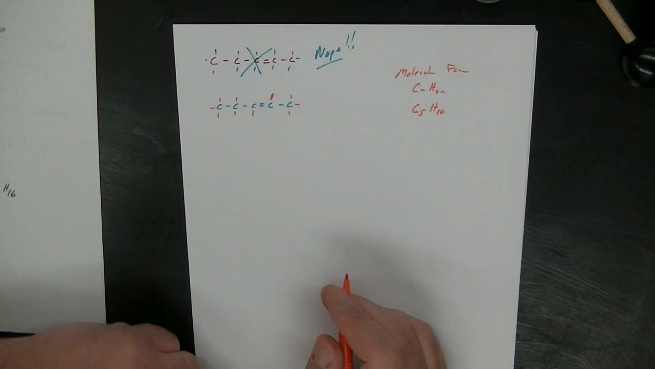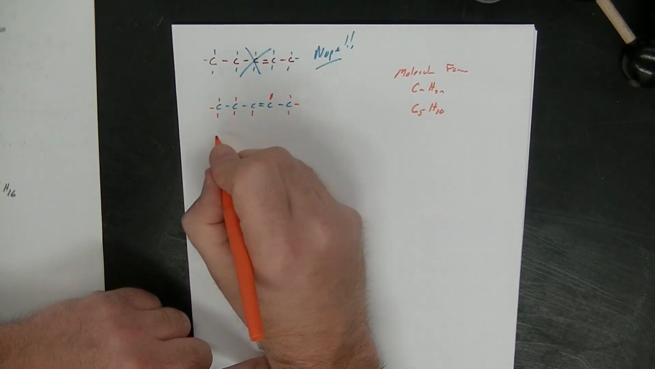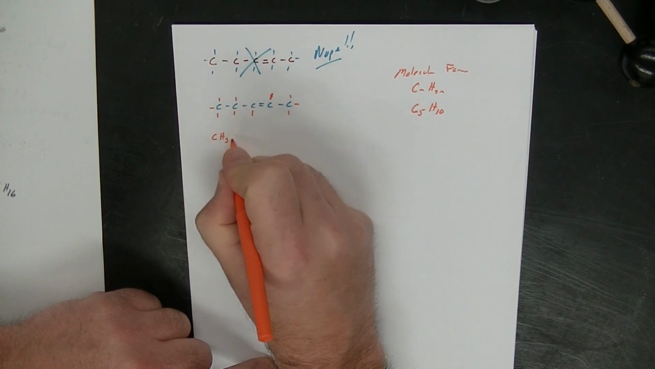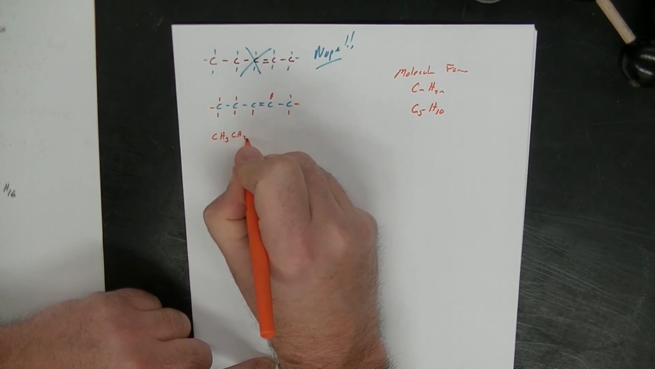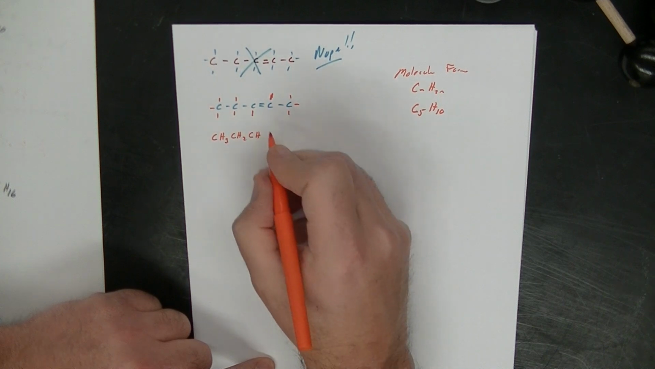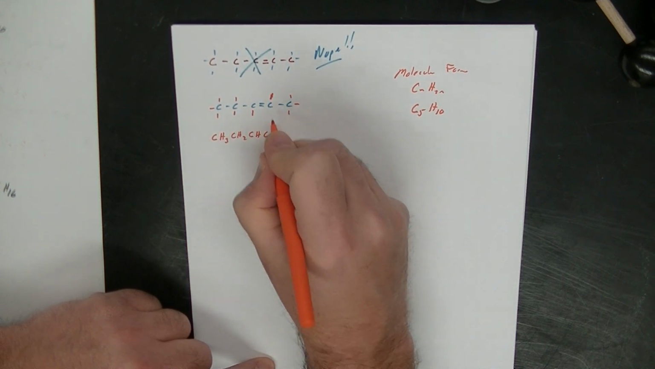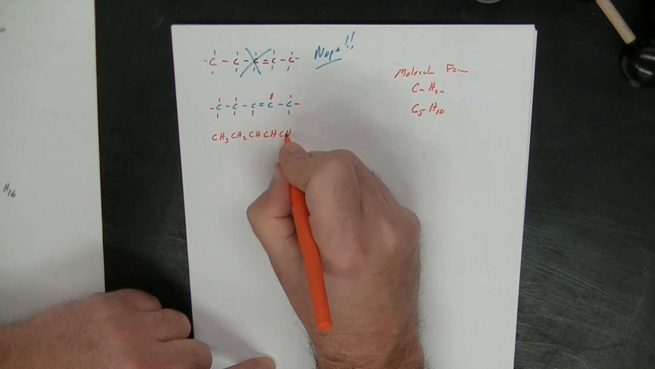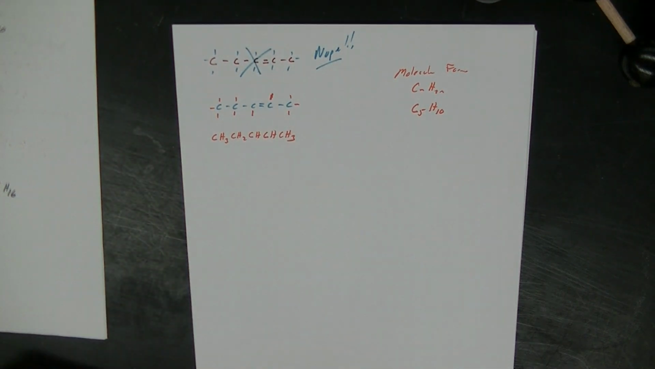Now, condensed structural formula. Again, you just start at the end, and we'd have CH3, CH2, CH this time, because there's only 1 hydrogen coming off of it, CH this time, and then CH3. So there's my condensed structural formula. Now, we want to name this.